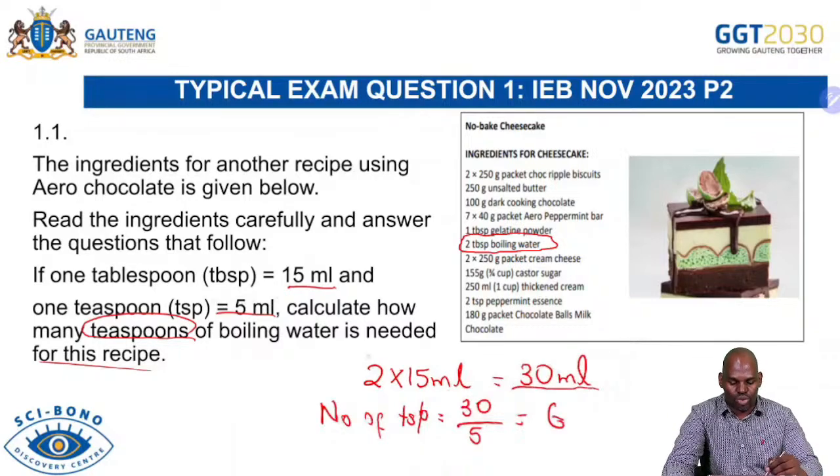Okay, so we first have to calculate the total number of milliliters based on the tablespoons. We got 30 milliliters, but in this 30 milliliters we want to know how many 5 milliliters are in there. The number of 5 milliliters will give us the number of teaspoons. So in this case the answer is 6. Very easy, boys and girls.